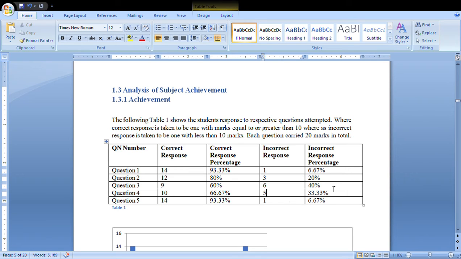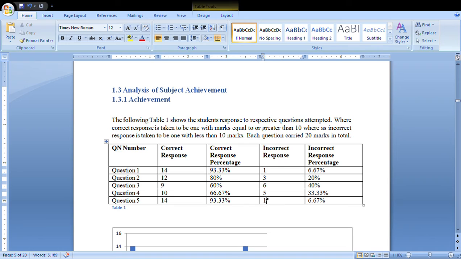So to get the incorrect response percentage, you can do the same thing as we did before and say that 100% minus 66.667%, that will give you 33.33 recurring percent as the incorrect response percentage. And for the final question 5, you have 14 correct responses, so that leaves only 1 incorrect response.